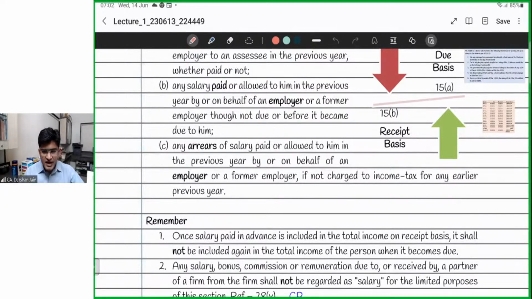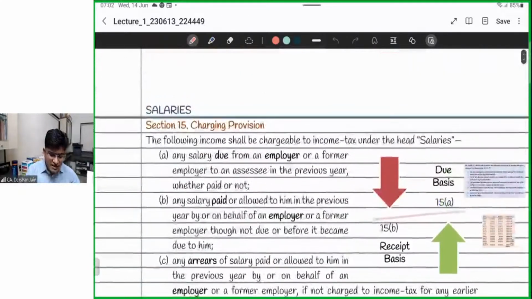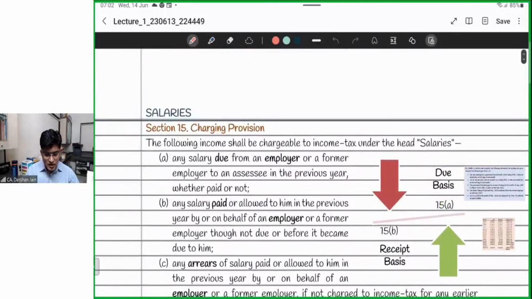Great. A very happy morning, friends. And what we are doing today is the first head of income, salaries. You have already learned the concept of income. You saw the scope of total income. We saw those items of income which are exempt from tax or which do not form part of the total income.